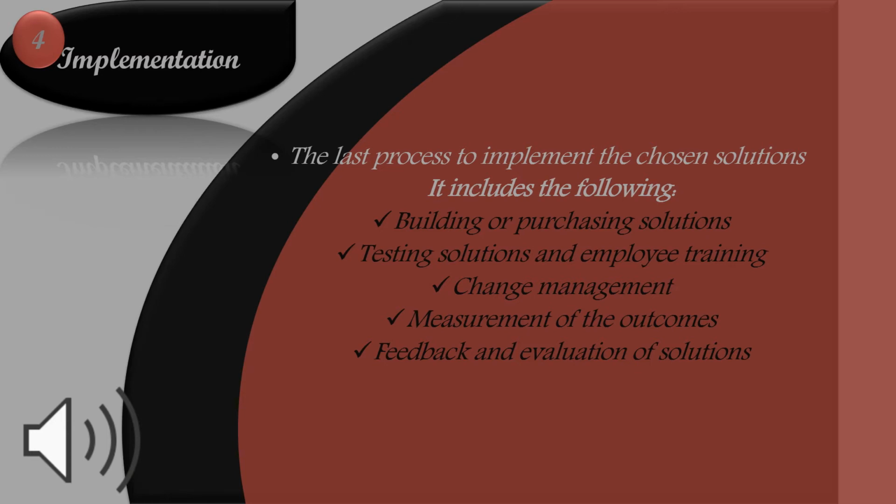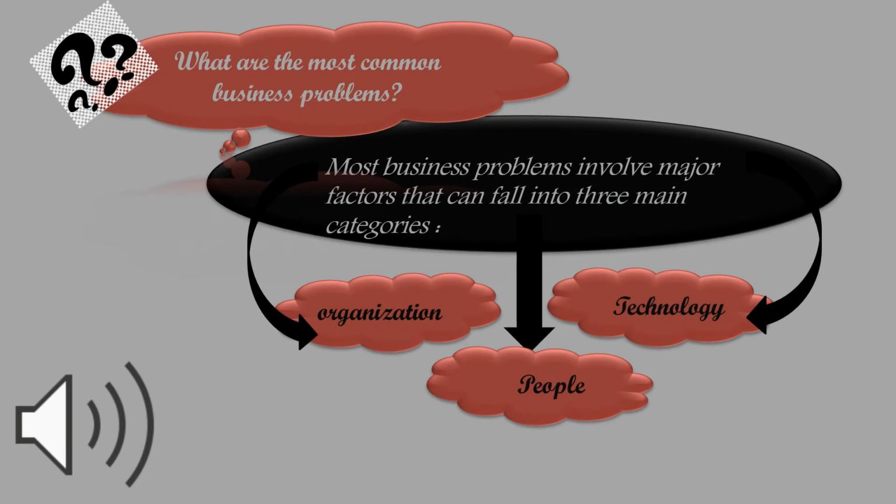Feedback and evaluation of solutions is really important as it helps you to see if you have chosen the appropriate solution. Here we are going to talk about the most common business problems. Most business problems involve major factors that can fall into three main categories: organization, people, and technology, and we will discuss the problems of each one in the following slides.